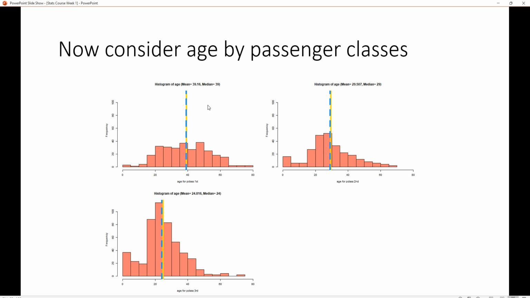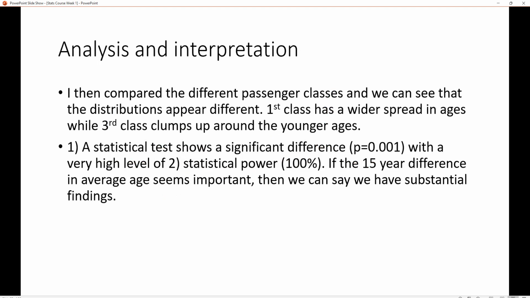The mean age for first class is 39.16. For second class, it's 29.507. And for third class passengers, the average age is 24. The means and medians are remarkably close. They're only off by about a year. And the age difference between first class and third class is 15 years. So now we'll analyze this data a little bit more.